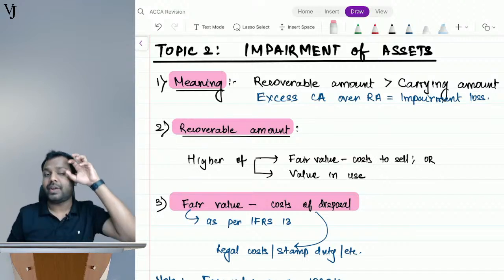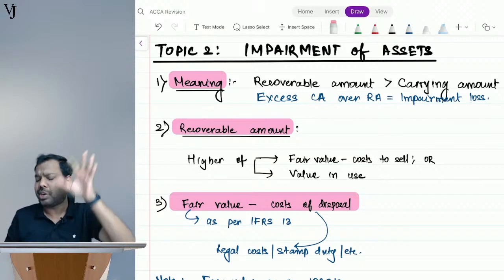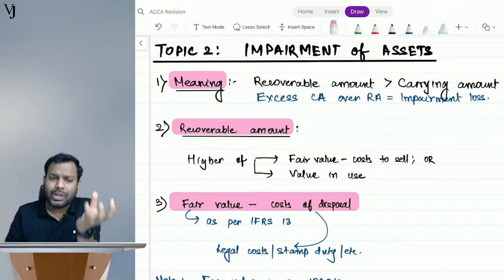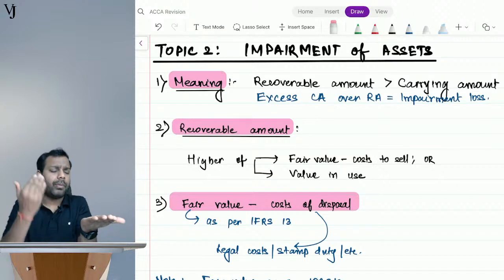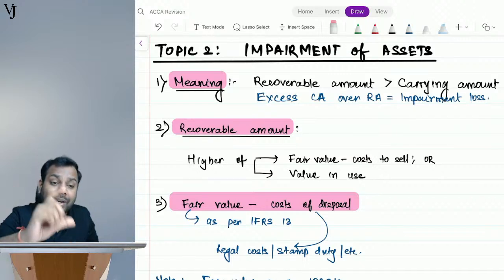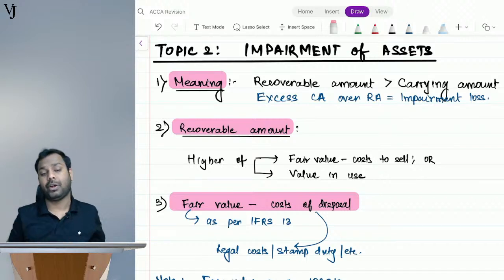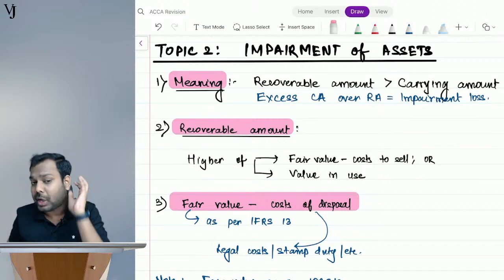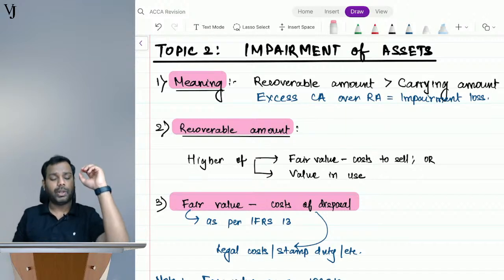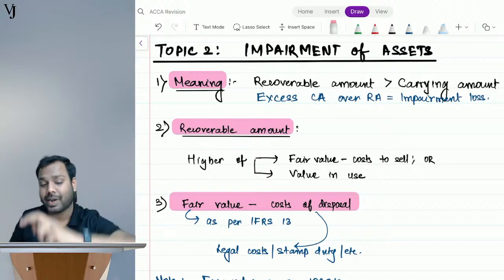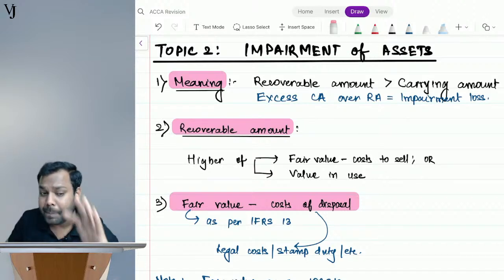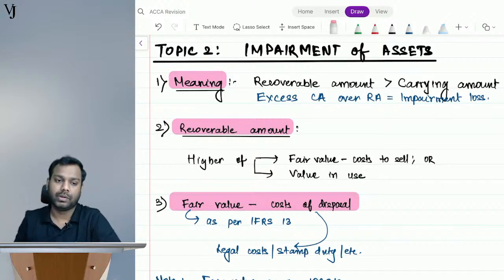What if future economic benefits are there, but not to the extent of the carrying amount? My carrying amount is 100 and my future economic benefits are only 90. I will de-recognize 10, and this 10 is called impairment loss. To the extent the asset doesn't have future economic benefits, I will de-recognize it, and this de-recognition is called impairment loss. I believe you guys are understanding the meaning of impairment.